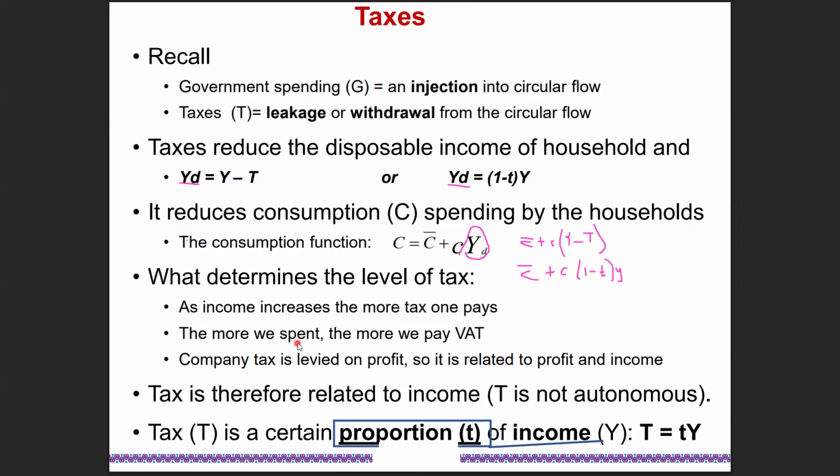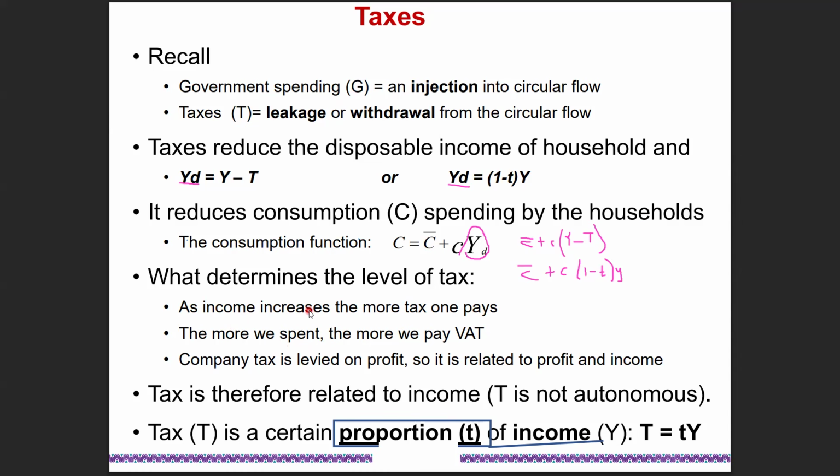For you to be able to pay tax, you have to have income, right? You have to have earned something so that you are able to pay tax. So we came to a conclusion that taxation is not autonomous, right? Sorry, I mean because it is dependent on income, right? It depends on income. The higher you earn, the higher you pay. So taxation is dependent on what?